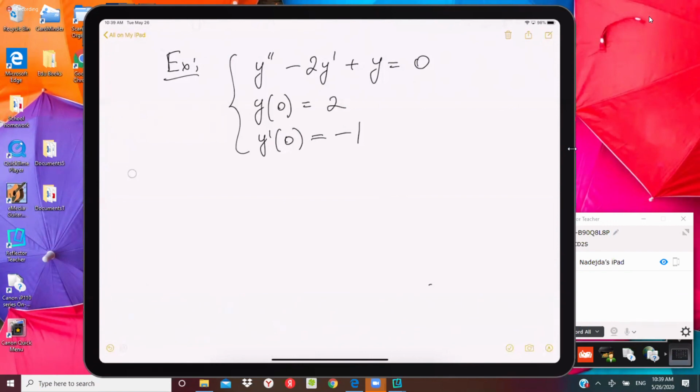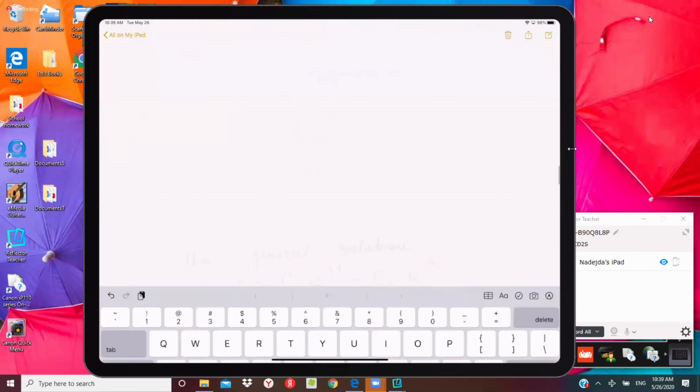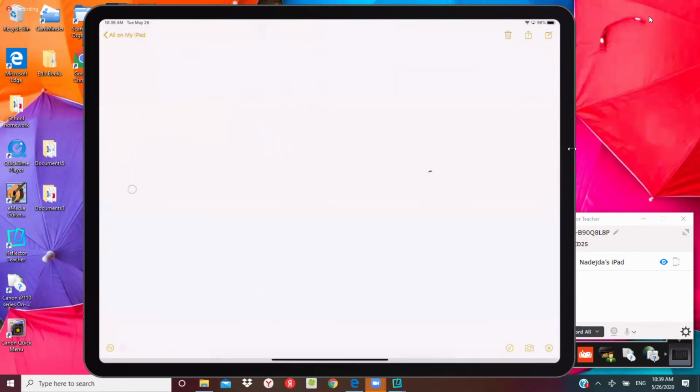I'm just trying to understand this, why it's, what is this circle in the corner? I'm trying to figure out what is this circle right here? What is it for?